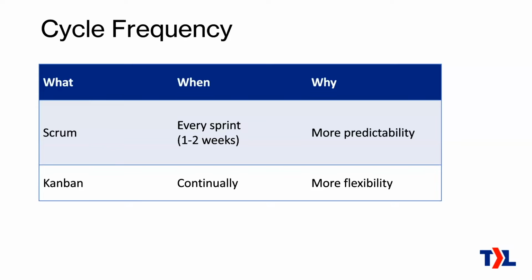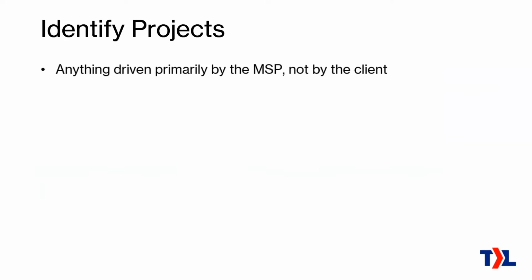So those are two different flavors. What we'll mostly talk about here is Kanban, but the whole cycle overall can apply to Scrum as well. So the first stage within the cycle is to identify the projects. Obviously we can't do too much if we don't know what we're supposed to be working on. So make sure we don't miss anything here. We need to know about it.